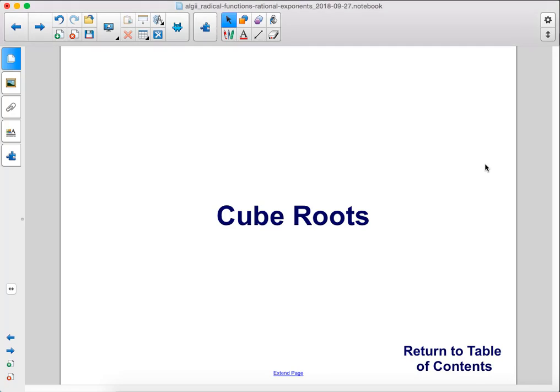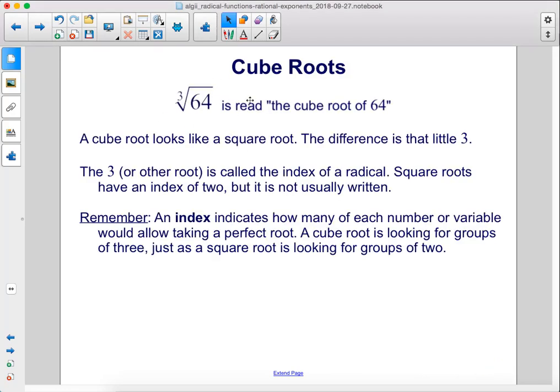Cube roots. This is read the cube root of 64. A cube root looks like a square root. The difference is that little 3 right there. The 3, or other root, is called the index of a radical. Square roots have an index of 2, but it's not usually written out.